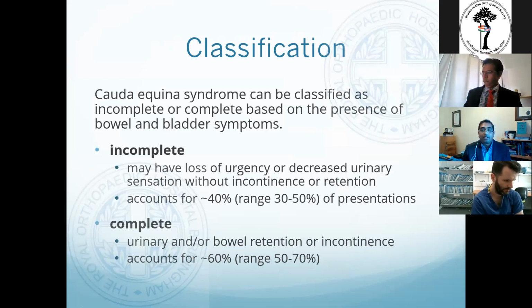So, classification. Various people have tried to classify cauda equina syndrome, and a lot of the time we use the terms complete and incomplete cauda equina syndrome. In the incomplete one, there is some form of urgency or decreased urinary sensation, but without any true incontinence or retention. In the complete one, there's a complete loss of function of bladder, bowel and sexual function.